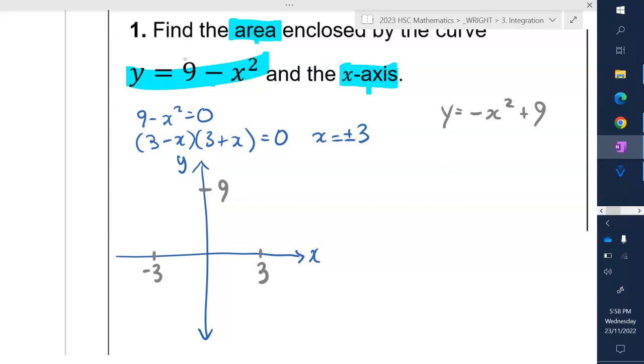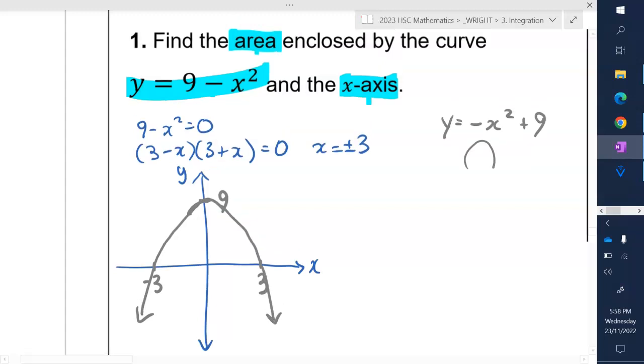So if we think back to our first chapter for Year 12, it's a negative parabola, so it's going to be going that direction, and it's moved up to 9, so it's moved up here, and it's going to cut the x-axis at -3 and at 3. So part of our curve sketching that we've worked through, you should be very familiar with that now.